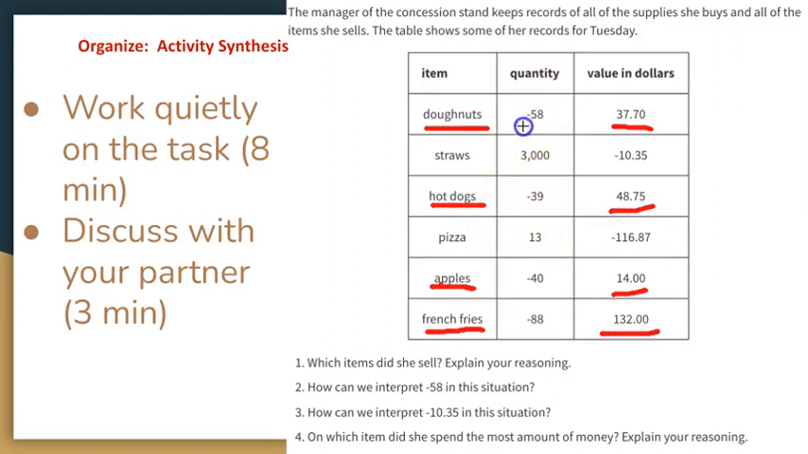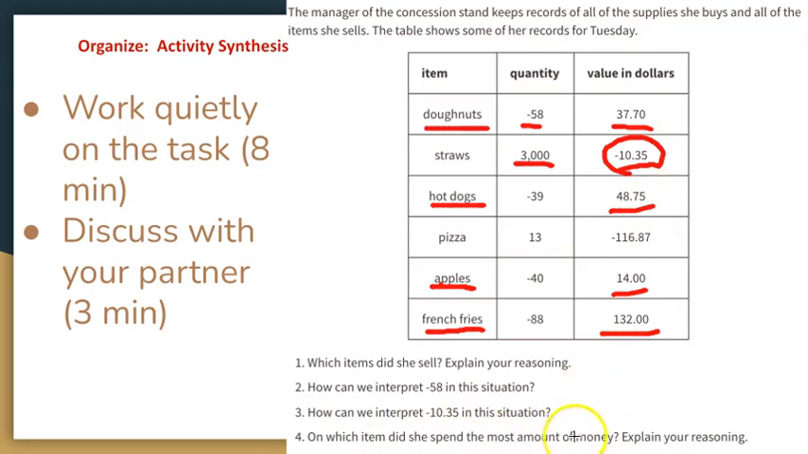So we can talk about that negative 58 here. We just talked about it a second ago as being how many that they sold. So they sold 58 donuts that day and made $37.70. What about this negative $10.35? What's going on there? If you look, the quantity has gone up by 3,000, but there's a negative dollar amount. So this most likely is something that they bought that particular week.